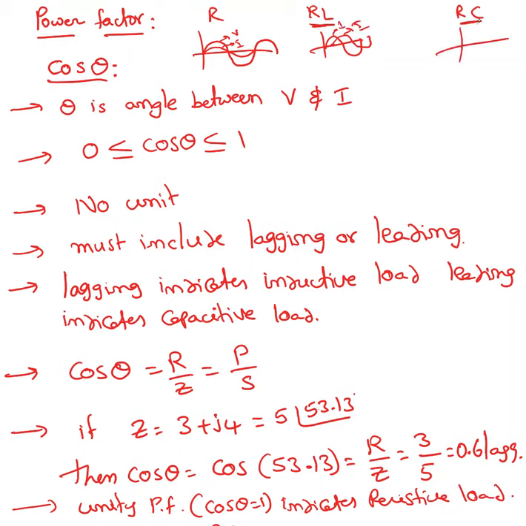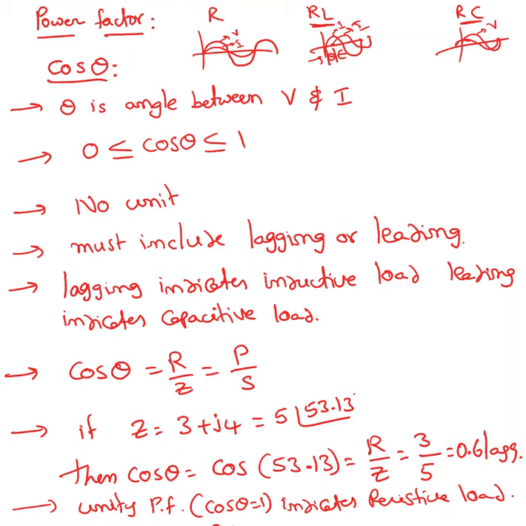Same thing here, capacitance opposes the rate of change of voltage, so voltage is going to start but the current is going to start a little early. So when it comes to an RC circuit or RL circuit, there is always some phase angle between voltage and current. Cosine of that phase angle is nothing but power factor.